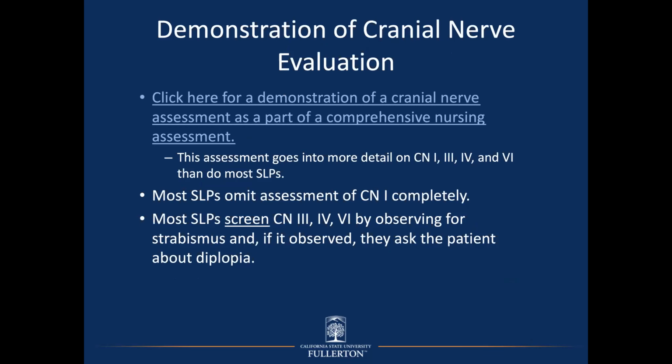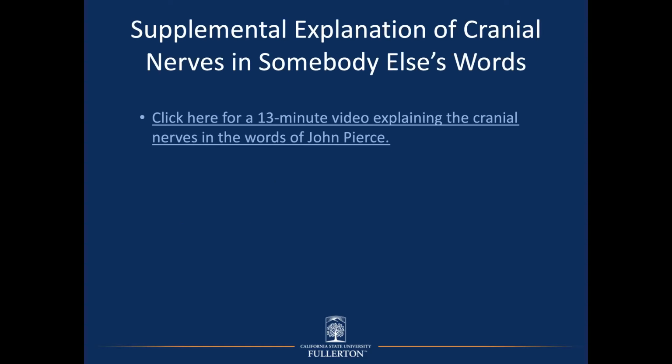Okay, all right. Here is a demonstration of the cranial nerve exam, which I'm not going to sit here and do with you, but you watch and realize that most SLPs will leave off CN1 and they will only screen for 3, 4, and 6 by looking for strabismus. If they see strabismus, they'll ask the patient if they have any visual problems. The patient will probably say, yes, I see double, and when they close one eye, they don't see double. So that's the way that works.